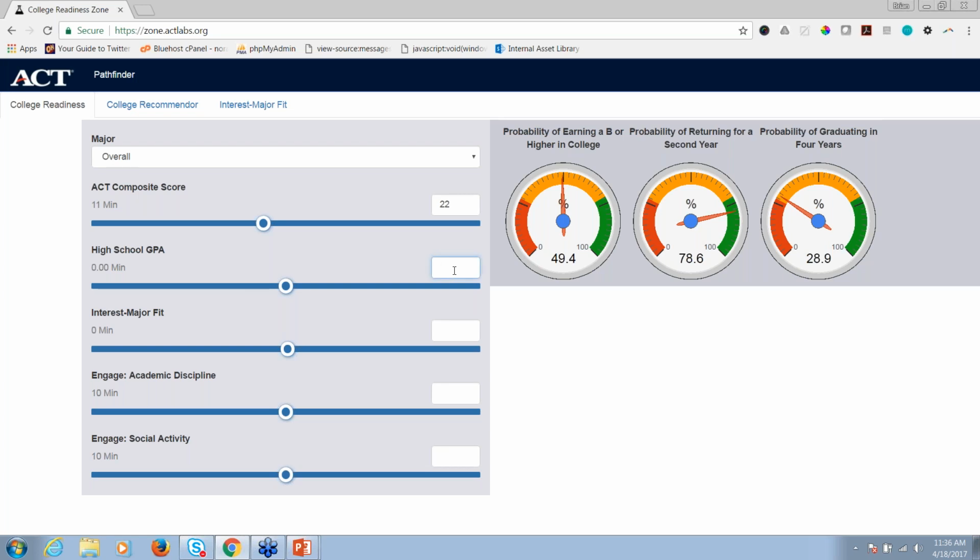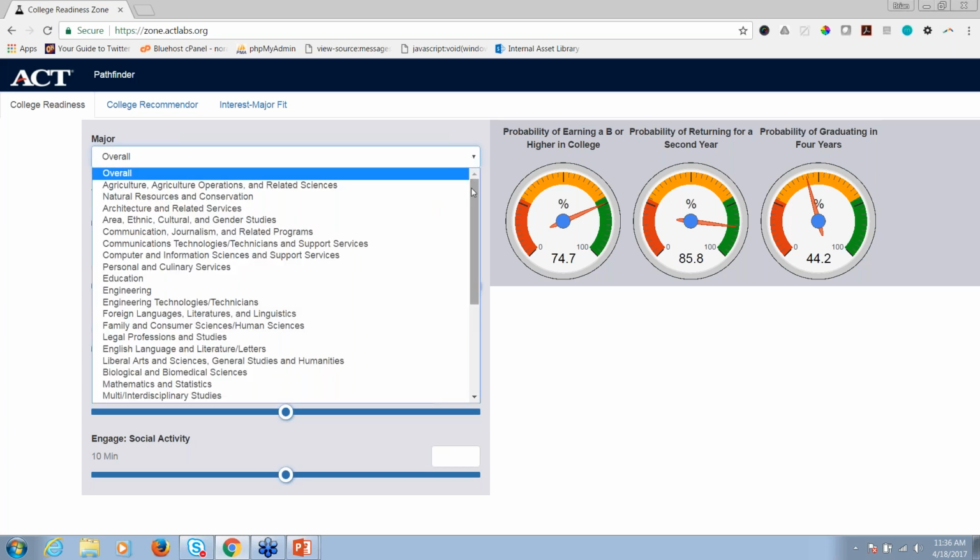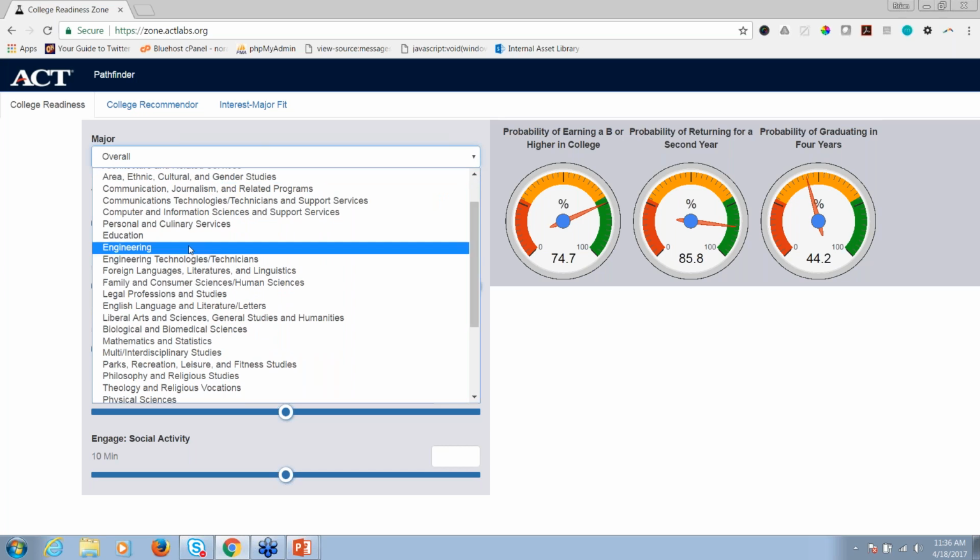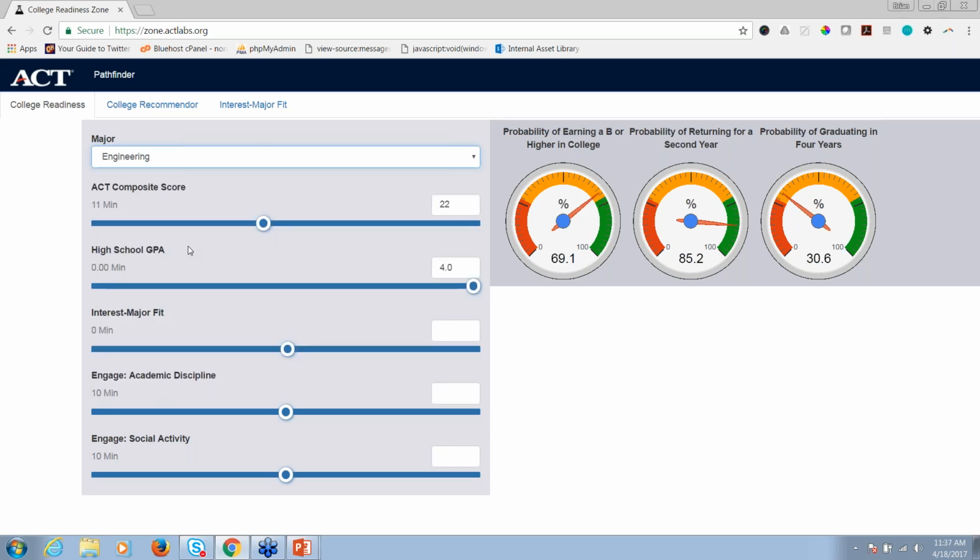But if we know the student is also a straight A student in high school and has a 4.0, we could enter that information and the values update. So now it's not a 50% probability of earning a B or higher, it's moved up to a 75% probability. But this doesn't take into consideration one's plans and one's goals. So we know some majors are more difficult than others. So if the student's interested in going to engineering, they can select a major and it would update the probabilities again.